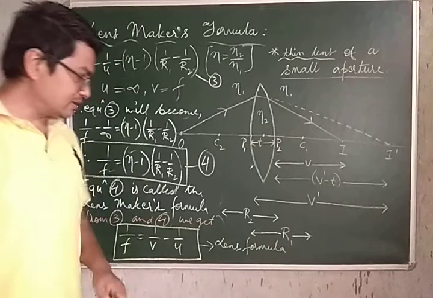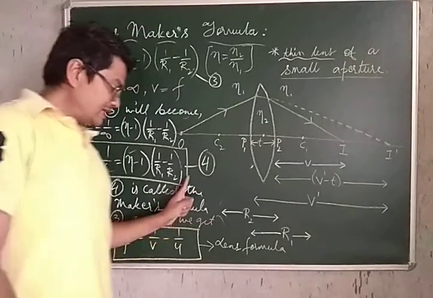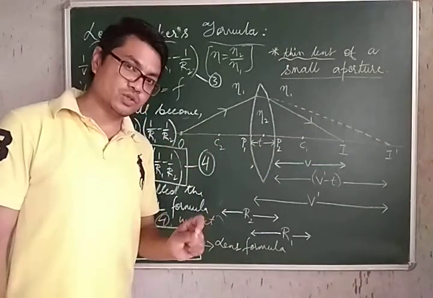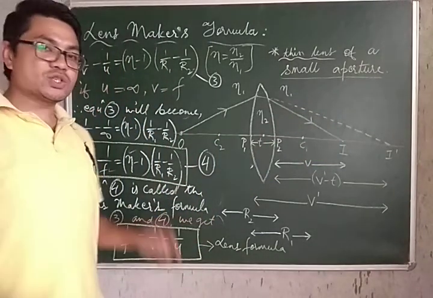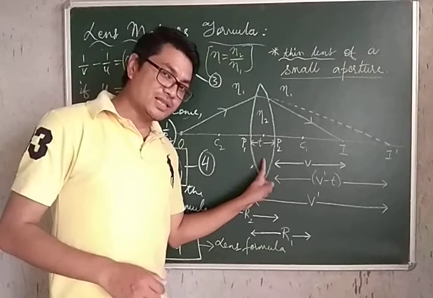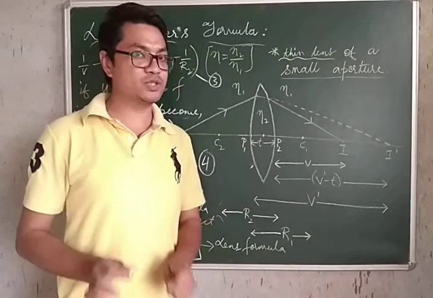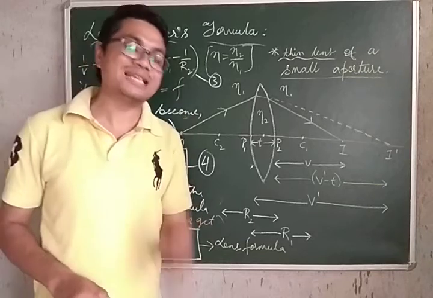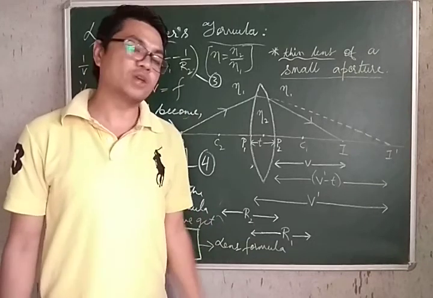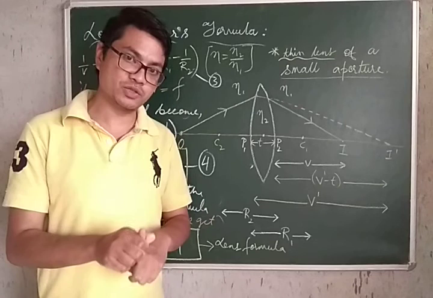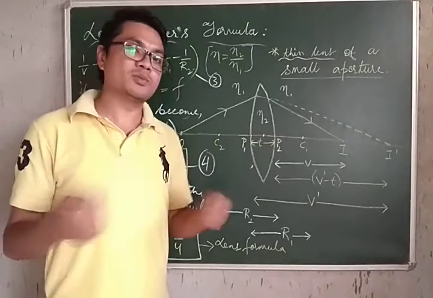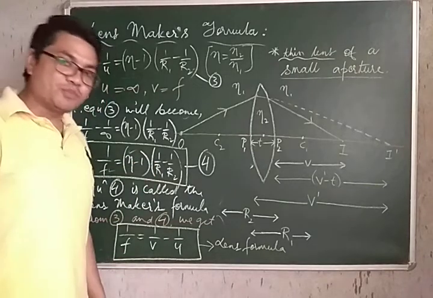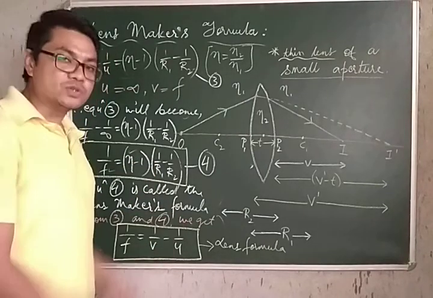Now get one thing very clearly. Although we derived these two equations for a convex lens forming a real image, these two equations are true for a convex lens forming a virtual image also. Also, the very same two equations are true for a concave lens also. A concave lens, mind you, forms only virtual images, whereas a convex lens forms both real and virtual images. So these are the two important equations that we needed to derive.